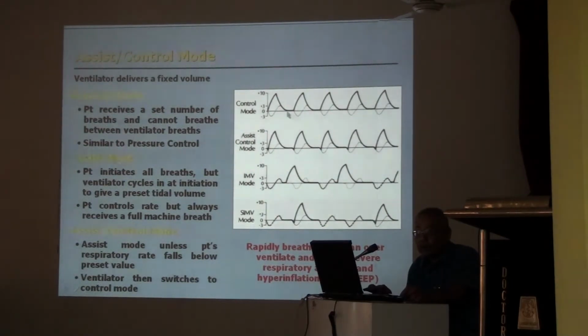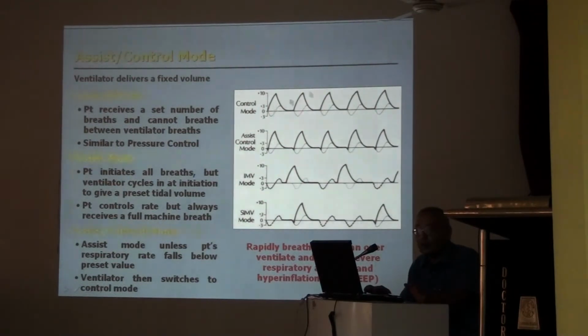Normally, say this is my normal requirement: 1, 2, 3, 4, 5. Five breaths in this scale is required. Now the machine has assessed that I can generate only 1, 2, 3. This dashed curve is generated by the patient, meaning me. I have generated only the full cycle 1, 2 and 3.